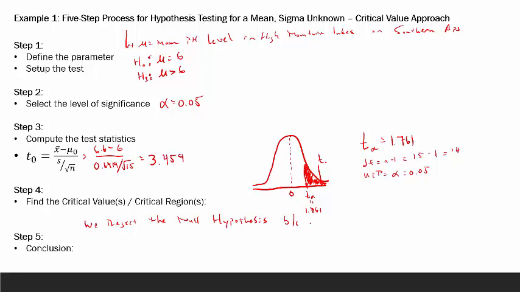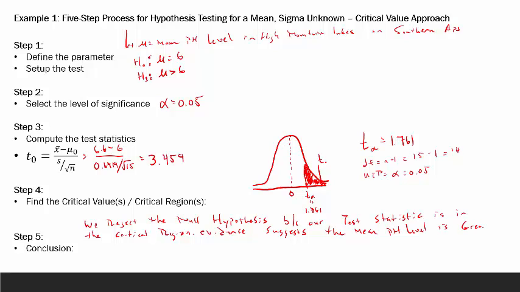And this is because our test statistic is in the critical region. Okay, so what that means is evidence suggests the mean pH level is greater than 6. Or that these lakes are non-acidic on average, is what this is also testing to see.